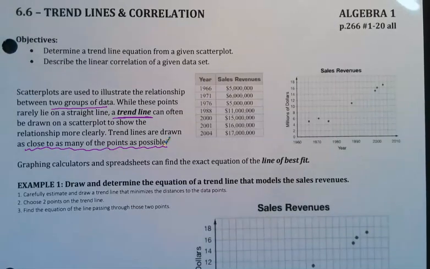Graphing calculators and spreadsheets can find the exact equation, and it is called the line of best fit when they do that. We're not going to use a graphing calculator or spreadsheet today. We're just going to do a trend line. So that's where we're going to use a ruler and connect the points.